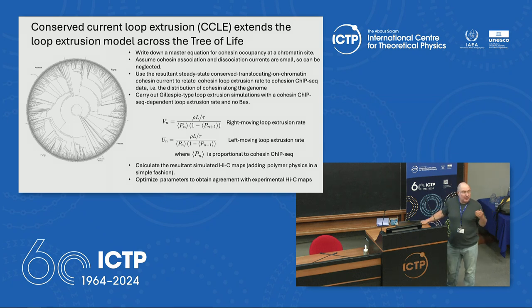And so now we find a bunch of site-dependent rates that don't depend on any particular so-called boundary element, don't depend on knowing what CTCF molecule is in, for example, yeast, which does not have any CTCF. Anyway, then we do the same as was done previously. We carry out a Gillespie simulation. We calculate the resultant simulated Hi-C maps, and we optimize parameters to obtain agreement with the experimental maps.